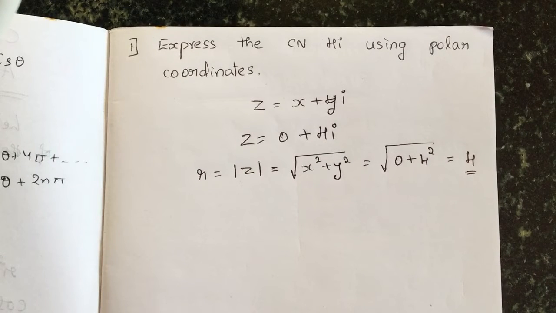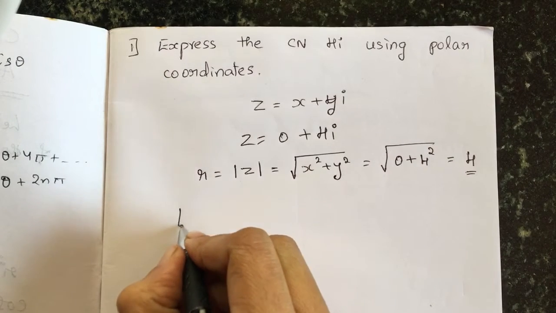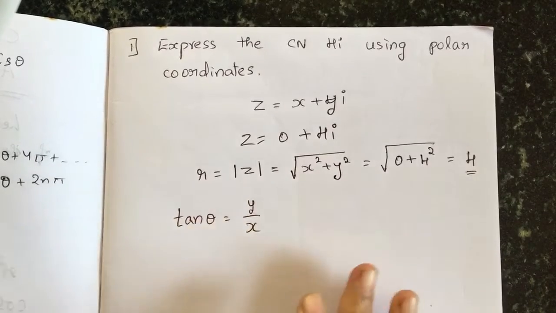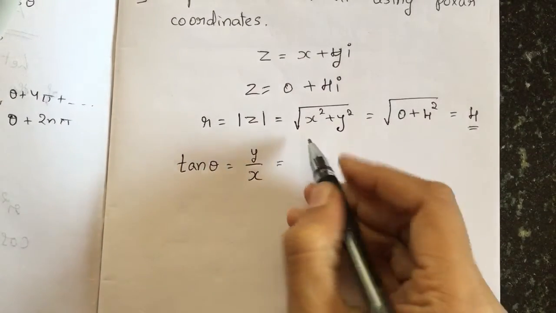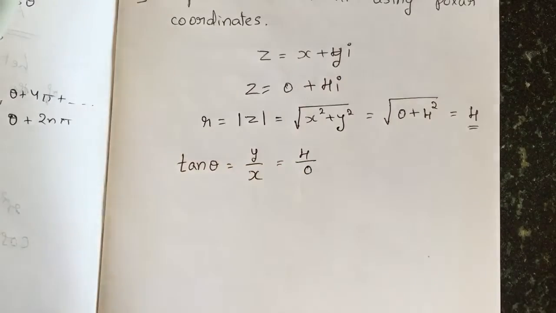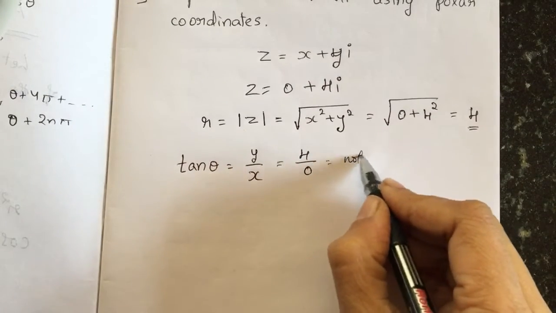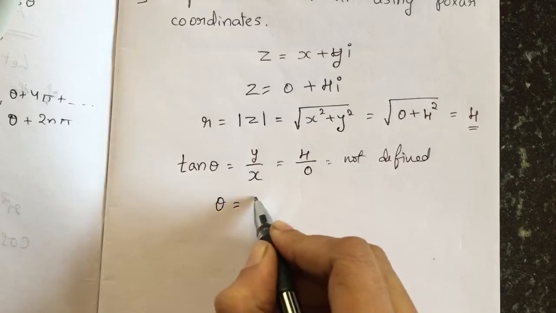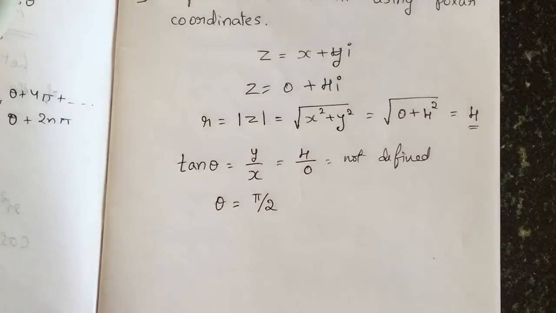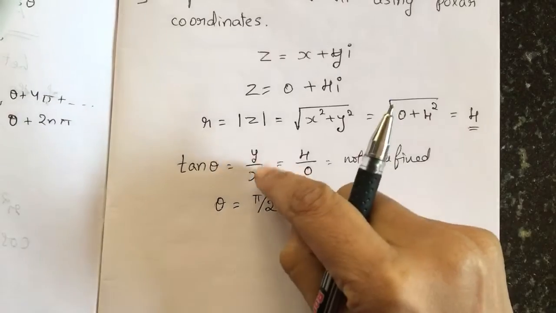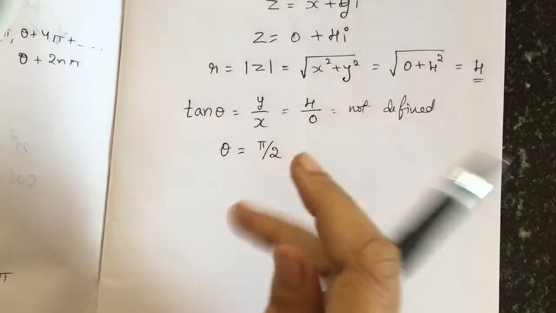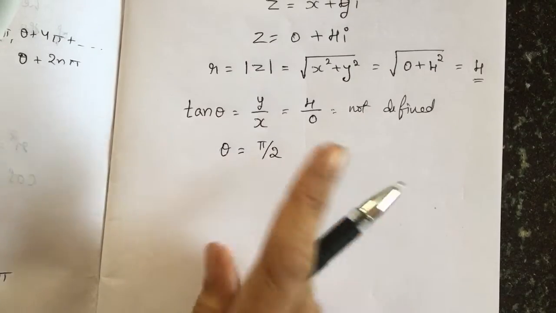Now we have to calculate theta. We can calculate theta using the formula tan theta equal to y by x. Here the x value is 0, so 4 by 0 is not defined. So what is the value of theta? Theta is pi by 2. In this example x and y are not both negative, so it's very easy to calculate the value of theta. So theta is pi by 2.